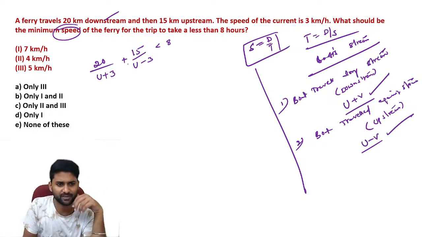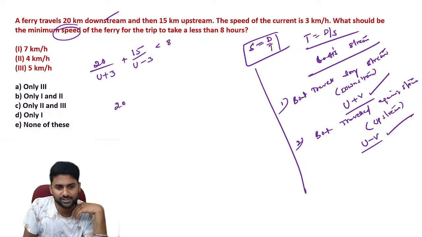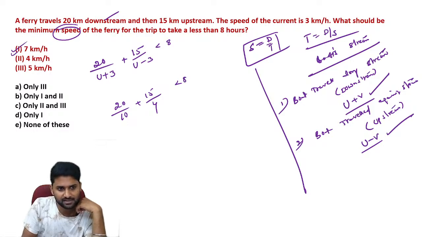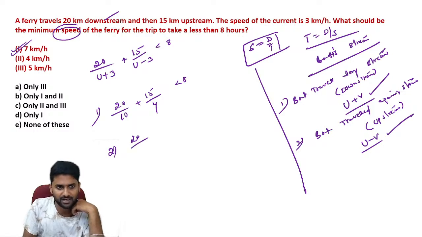Better to go with option verification. So 7 plus 3 is 10, 7 minus 3 is 4. So definitely this value should be less than 8. Yes, the first one is absolutely false. Second one: 20 divided by 4 plus 3 is 7, and 15 by 1. So definitely it should be greater than 8. So the second is not at all possible.